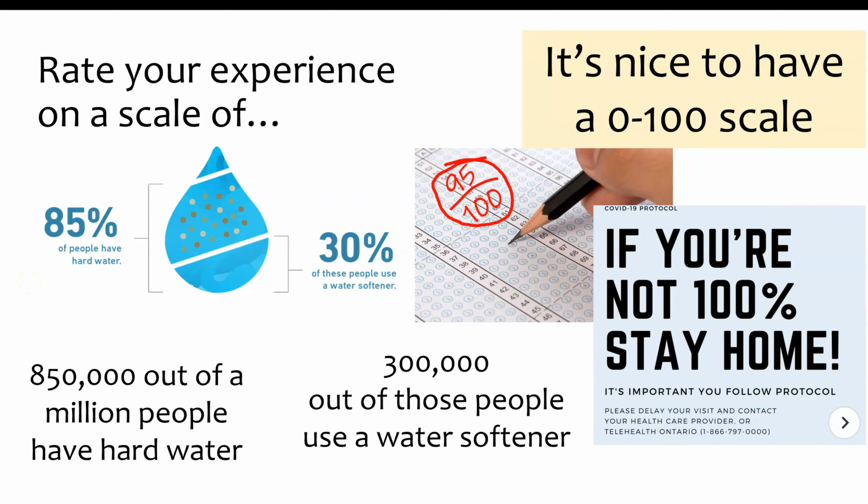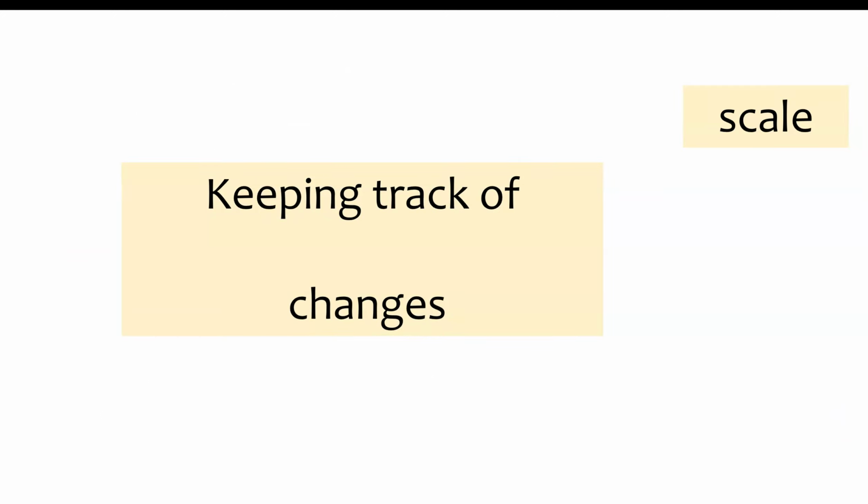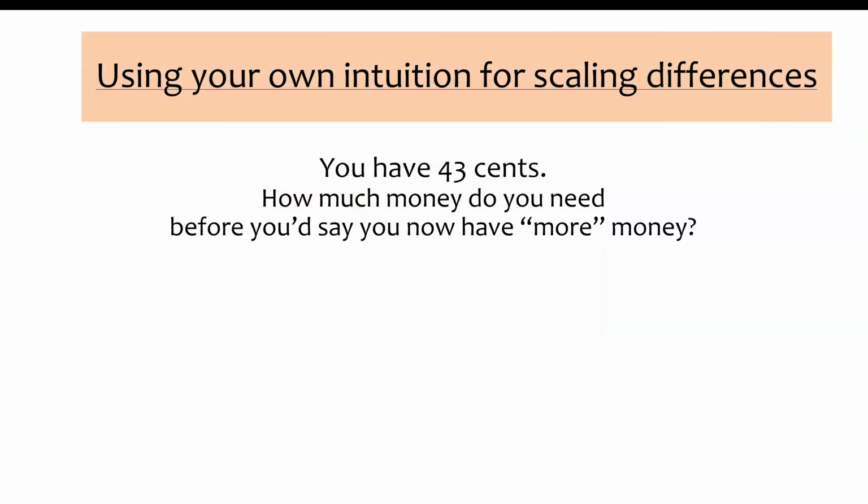And when we think about what it means to use a scale, what we're talking about is keeping track of changes. And I would add further that what we're trying to do is keep track of meaningful changes. So let's leverage our intuition a little bit more. Suppose you have 43 cents. Maybe you're just thinking about what you want to get out of a vending machine. How much money would you need before you say, now you have more money? Maybe you need just 57 more cents to get something that costs $1. Not much, really, in the grand scheme of things.